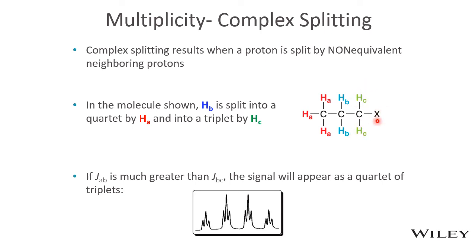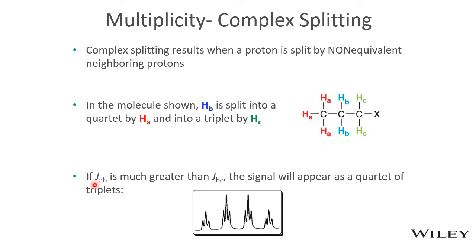Now HC is next to group X, which could be electron donating or electron withdrawing, but ultimately is drastically affecting the electronic environment of these 2 hydrogens. HA is further away from X, so it's going to have a fairly normal chemical shift and electronic environment. So these are 2 very different hydrogens that are ultimately going to be splitting HB. Now HB is going to be split into a quartet by HA, and that's because HA contains 3 hydrogens. So N+1 says it'll be split into a quartet. It'll be split into a triplet by HC, and that's because HC has 2 neighboring hydrogens.